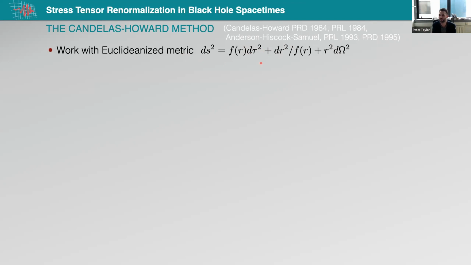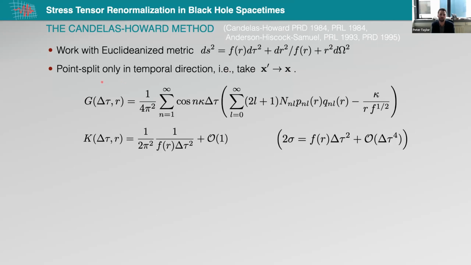So you work with the Euclideanized Schwarzschild metric, and you notice that you can point-split in any direction that you like. At least naively, things seem much easier if you take the partial coincidence limit, where you take the spatial points together and only point-split in the temporal direction. At least naively, that seems like a simplification. So if I write down the Green's function for the massless scalar field on the Euclidean Schwarzschild metric, you can represent it in a form like this, after a little bit of massaging of the expression.